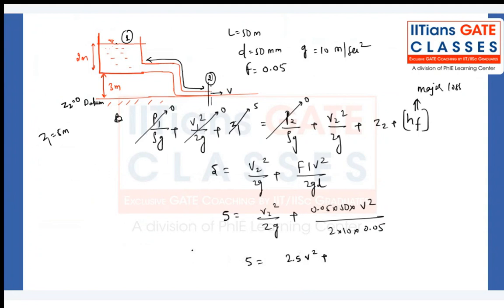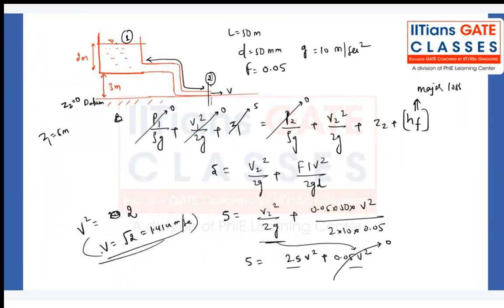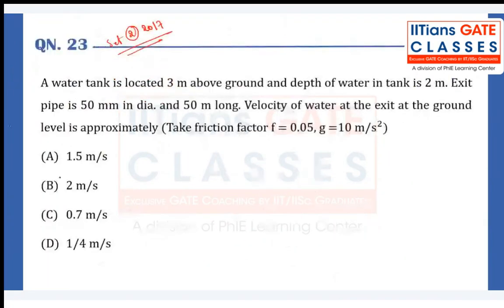V² plus this will be 0.05 V². As compared to 2.5, this 0.05 is almost negligible, so we can neglect it. So V² can be written as 2, where V can be written as root 2, that is 1.414 meter per second. 1.414 is approximately 1.5, so A will be correct.